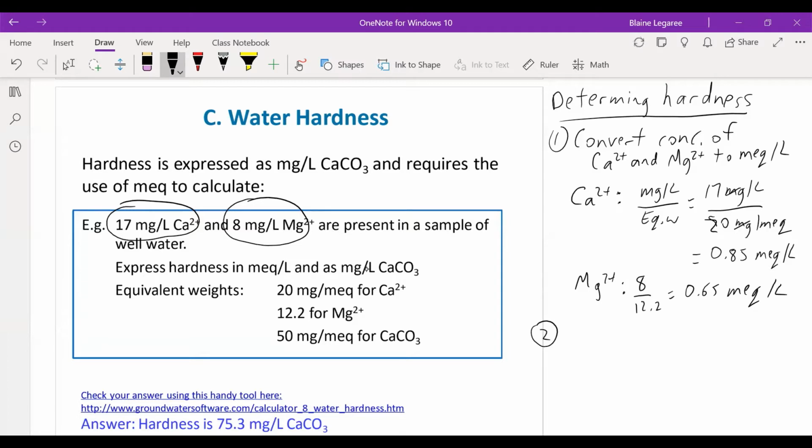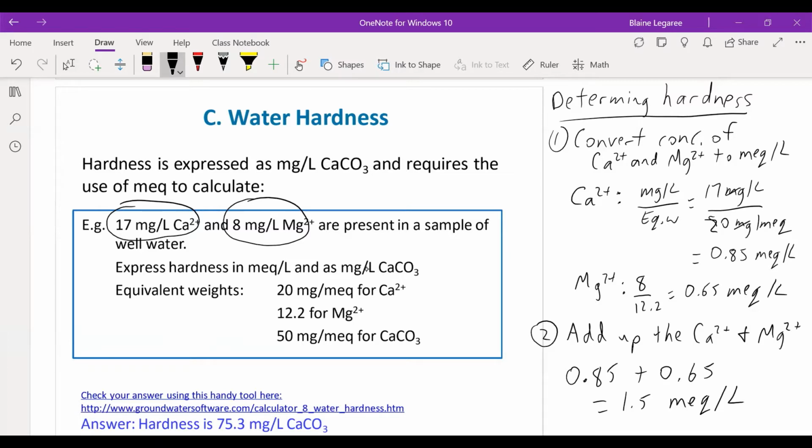Okay, so step 2. Step 2 is add up the hardness. So add up the calcium and magnesium. Of course, that's 0.85 plus 0.65, and that equals 1.5 milliequivalents per liter.